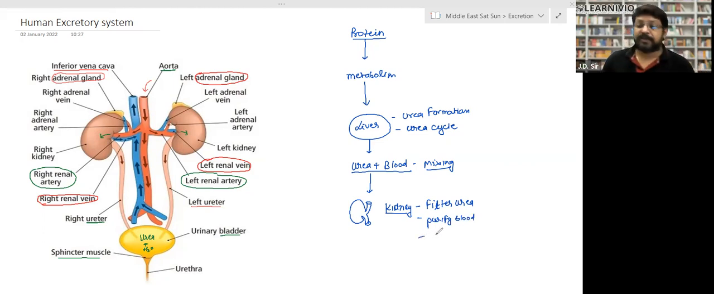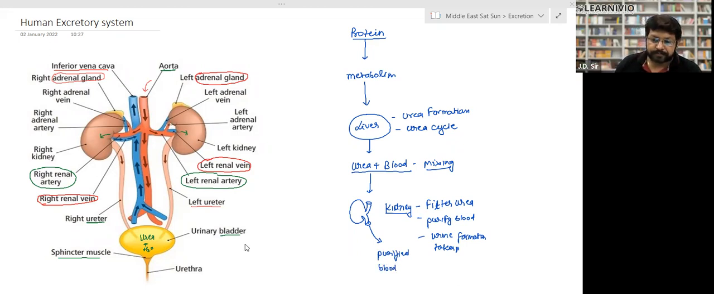Urea formation takes place in the liver, but urine formation takes place in the kidney. The kidney purifies blood, and urine formation takes place, right? The contaminated blood will come in from this pipe and will go out as pure, purified blood.